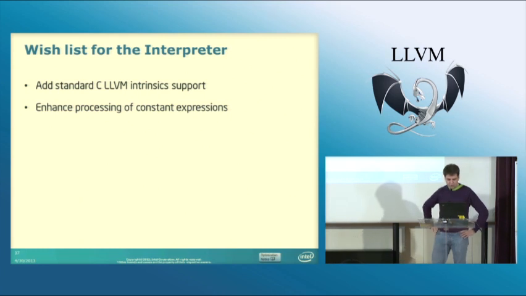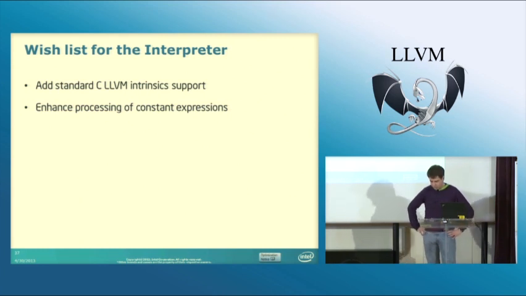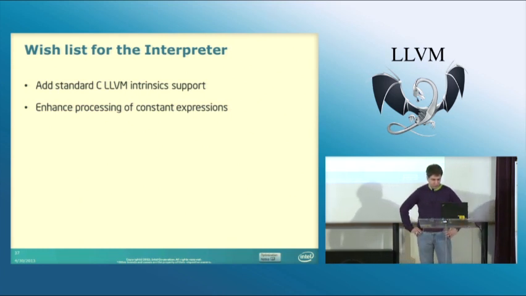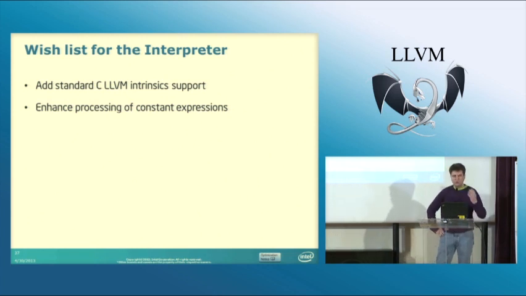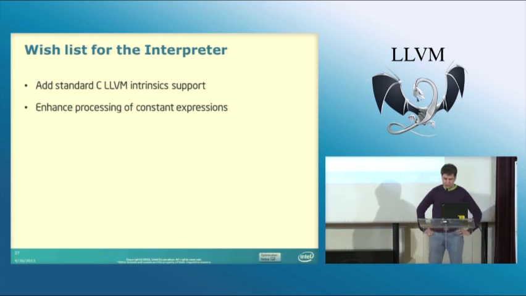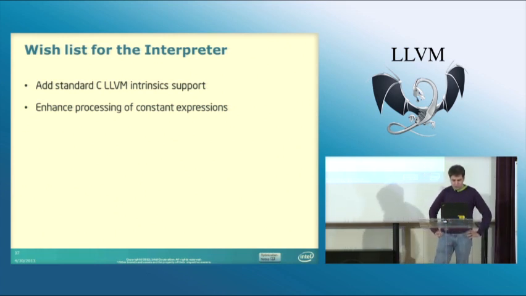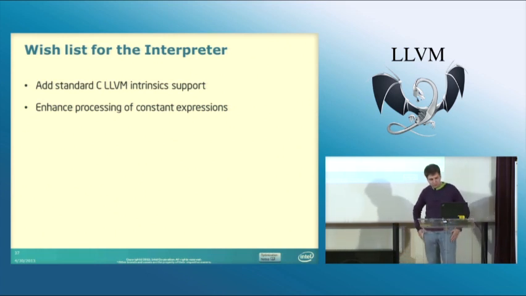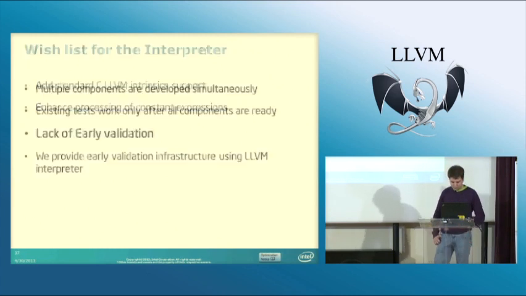What is on our wish list? We didn't implement standard LLVM intrinsic support. You should understand that we implemented all of the stuff which is relevant for OpenCL. I'm not sure that we will be fully compliant, but what mattered for OpenCL we implemented. We could also enhance it, and constant expressions might be helpful.